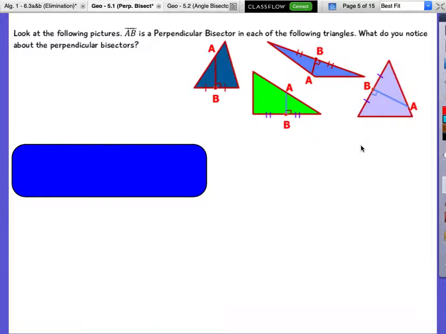They seem off. How do they seem off? They're not going straight through the middle. Well, they're going through the middle of the segment. What aren't they going through the middle of? They're not even how?